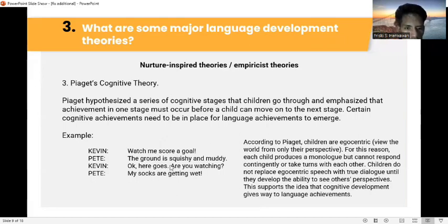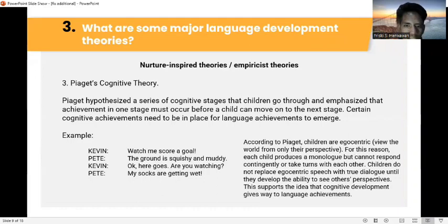This conversation does not match. The response of Pete is not matched to what Kevin said. So it looks like they are focusing on themselves. This is what Piaget says: children are egocentric. Egocentric means that children only view the world from their own perspectives.